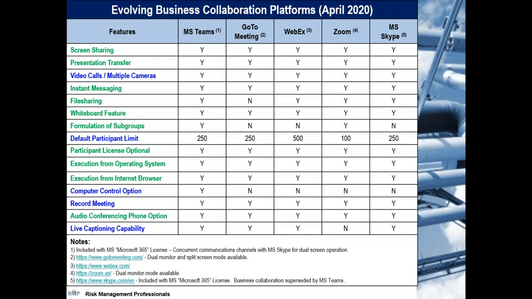Video, some people like to see video of the individuals. We put that in blue because it's not a feature that we've seen practically required for a lot of our PHAs. Instant messaging is very helpful. File sharing can be very helpful on the fly. If the image isn't enough to provide information, being able to share files and get information to the other participants can be very, very helpful. Whiteboard features, the ability to graphically represent what you're discussing, also very important. All these tools have whiteboard features in one form or another. Formulation of subgroups can be helpful to streamline getting people on board as part of the team. In blue is the default participant limit.